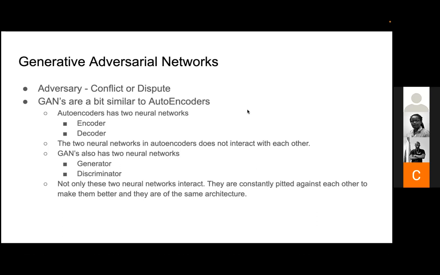GANs also have two neural networks. One is called the generator and the other one is called the discriminator. We'll go deep into what the generator is, what it does, what the discriminator is, and what it does. Not only do these two neural networks interact, they are constantly pitted against each other to make themselves better. And they are actually of the same architecture.